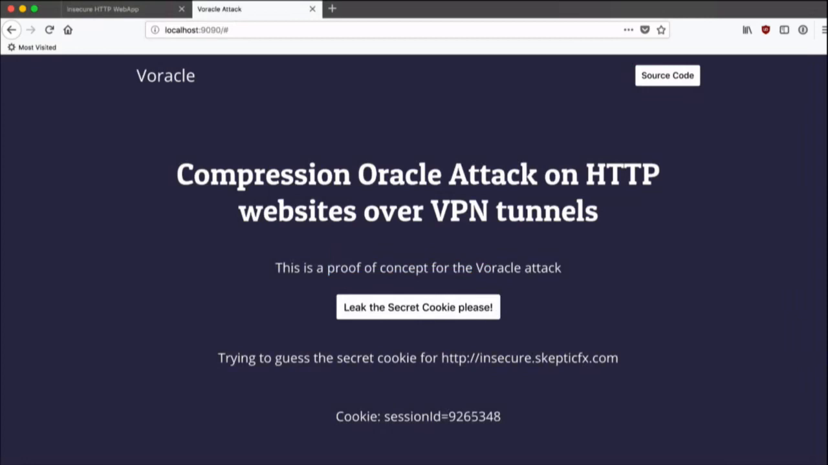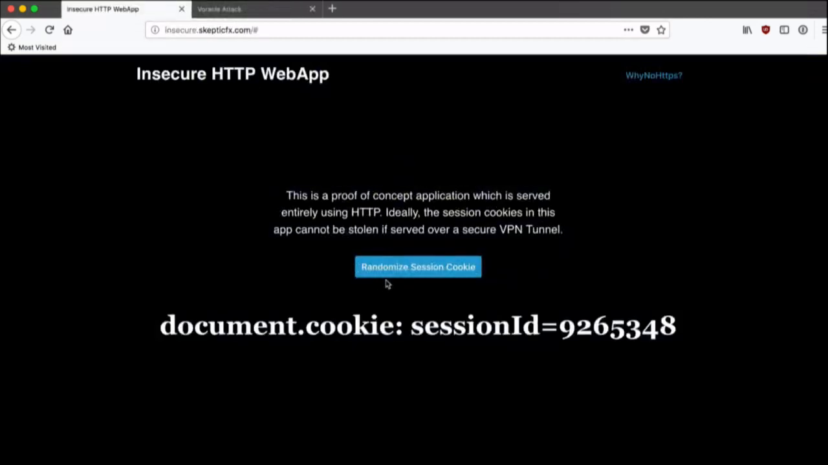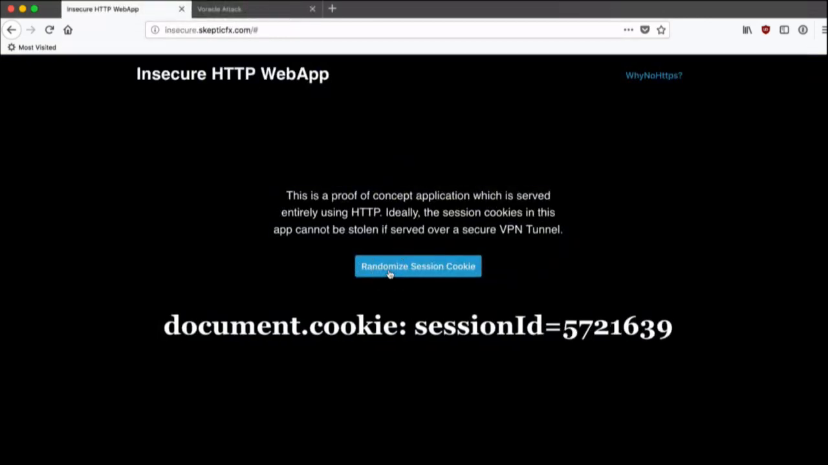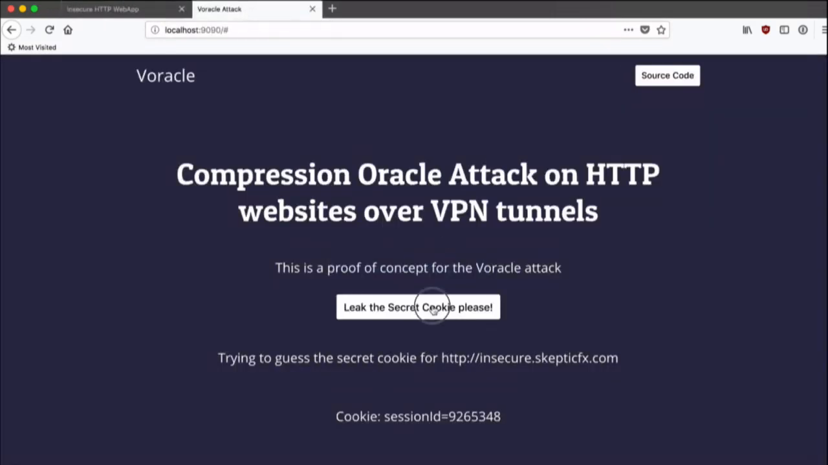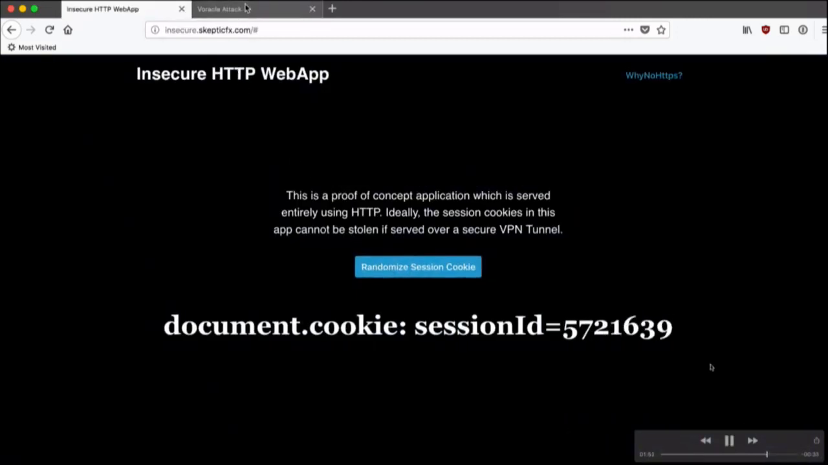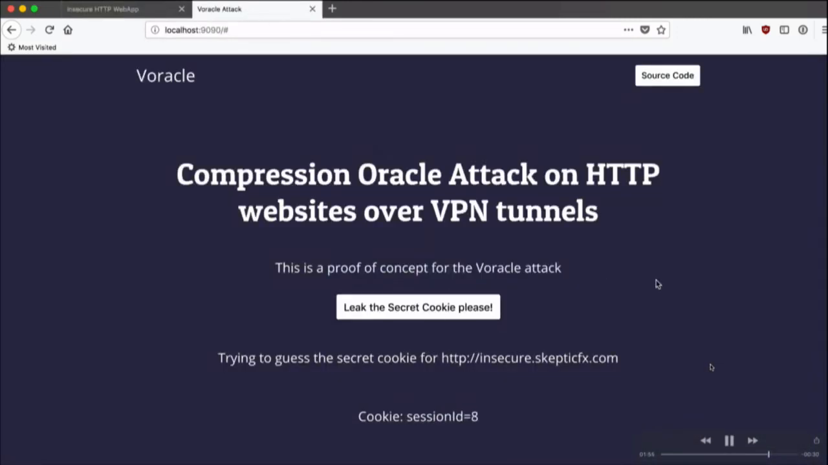All right, so I'm just randomizing this again just to show it just works. So now I decode this. As you can see here, it's 5721. So I'm just doing that. It just works.